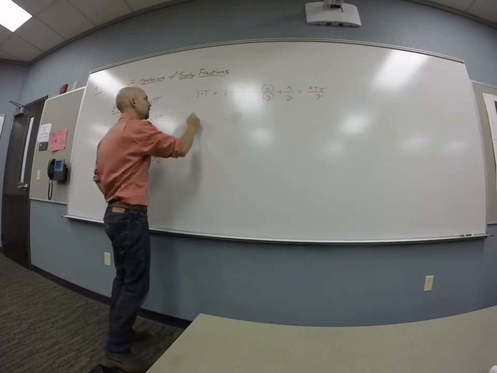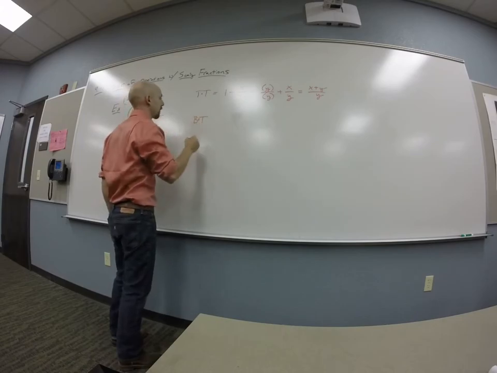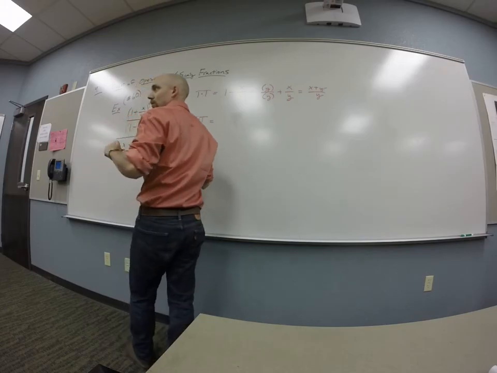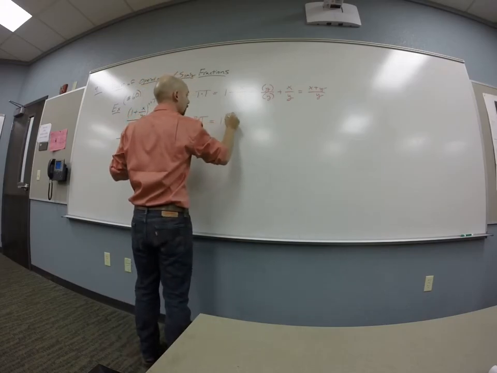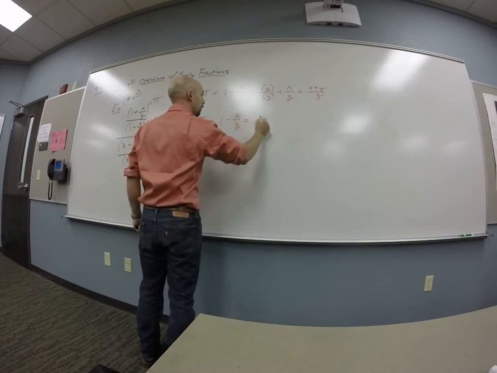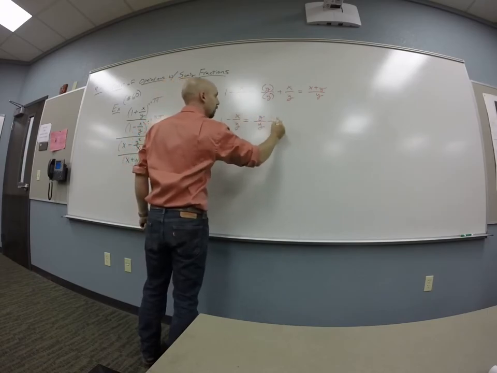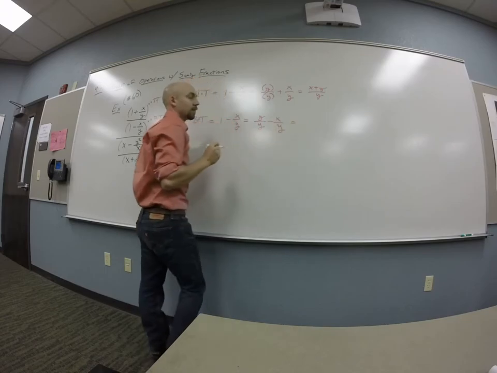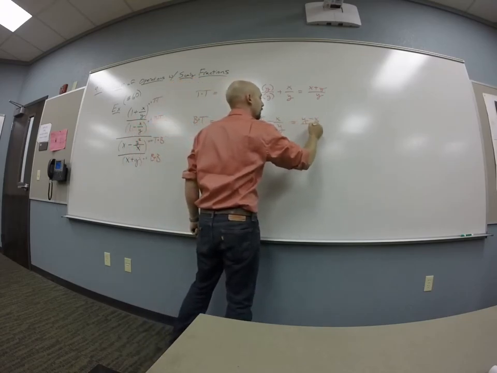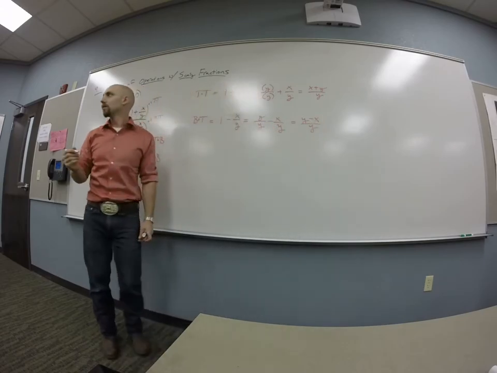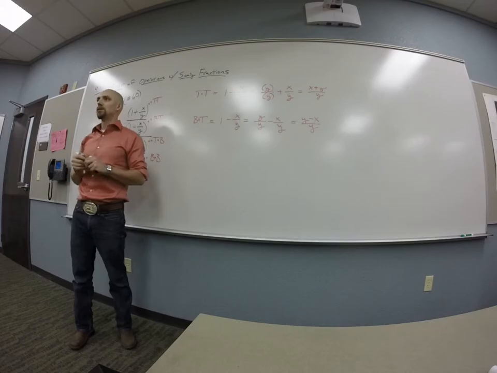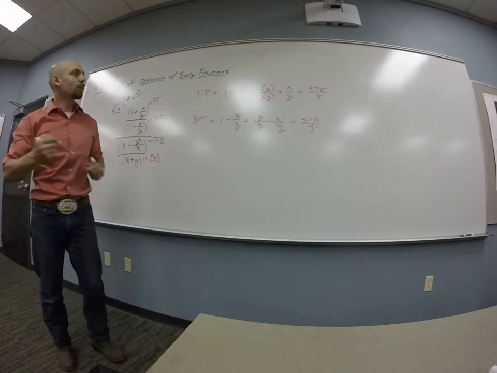Let me do the same thing for the bottom of the top. What's the bottom of the top? 1 minus x over y. So that's y over y minus x over y, which gives me y minus x over y. Cool? You guys with me on this? Okay, so now what's the top?